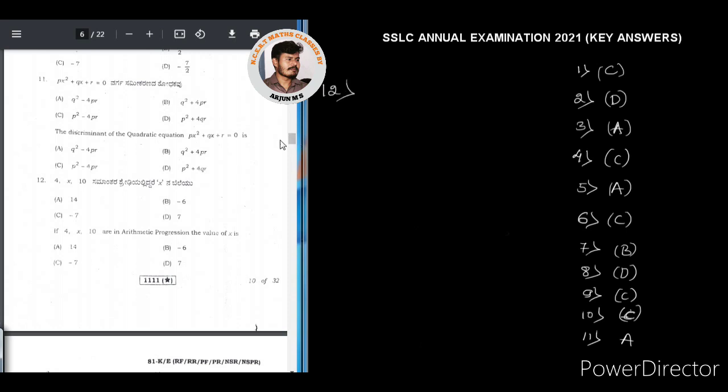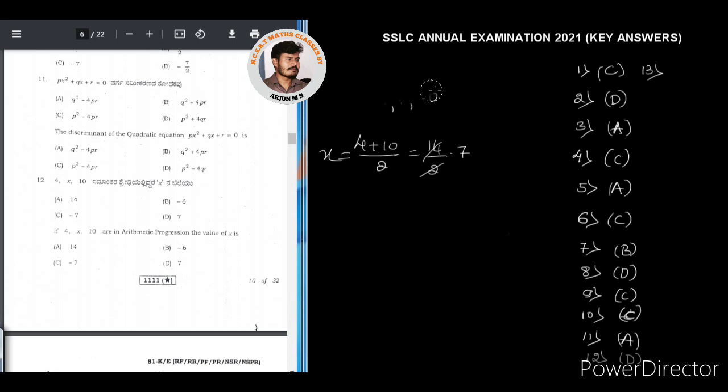12th question: you just observe here, if 4, x and 10 are the terms of an arithmetic progression, then find the value of x. You just find the mean of 4 and 10, since x is the arithmetic mean of the preceding and succeeding numbers, right? So 4 plus 10 by 2 is the value of x. 4 plus 10 is equal to 14, 14 by 2 is equal to 7. So the answer is 7. So option D is the correct answer for the 12th question.